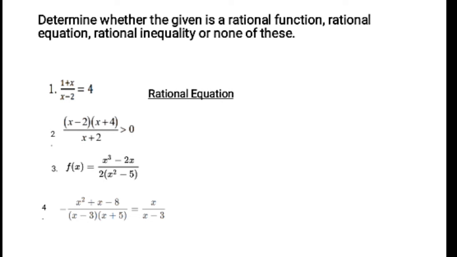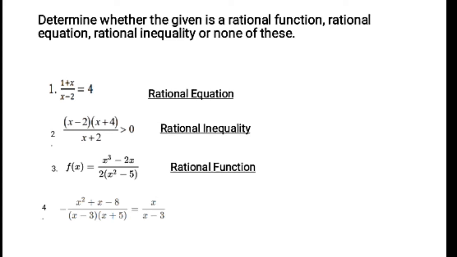In number 2, that is a rational inequality. It is easy for us to determine if it is a rational inequality simply because it uses the inequality symbol, which is greater than, less than, greater than or equal to, or less than or equal to. So for number 2, it uses greater than, therefore it is a rational inequality. Number 3, f(x) equal to (x cubed - 2x)/(2(x squared - 5)). In this case, this is a rational function.